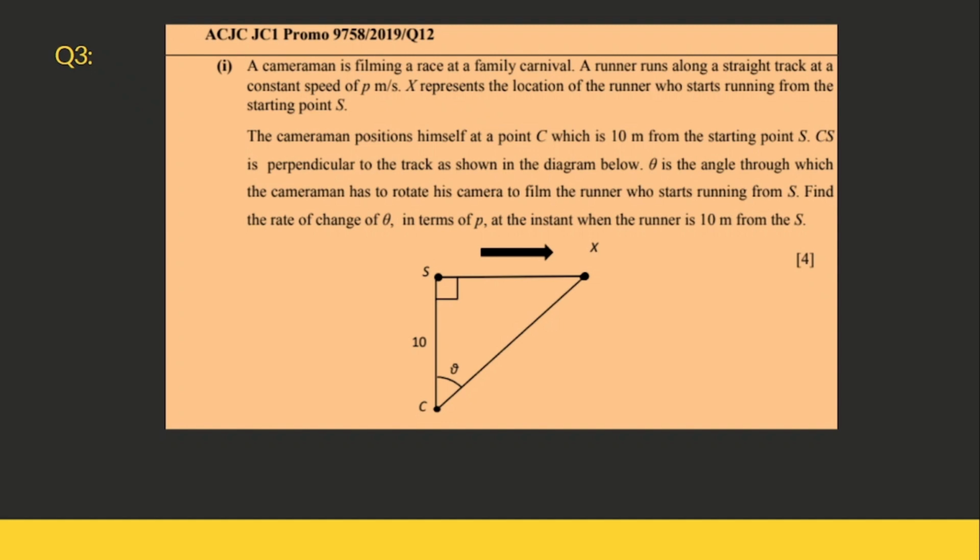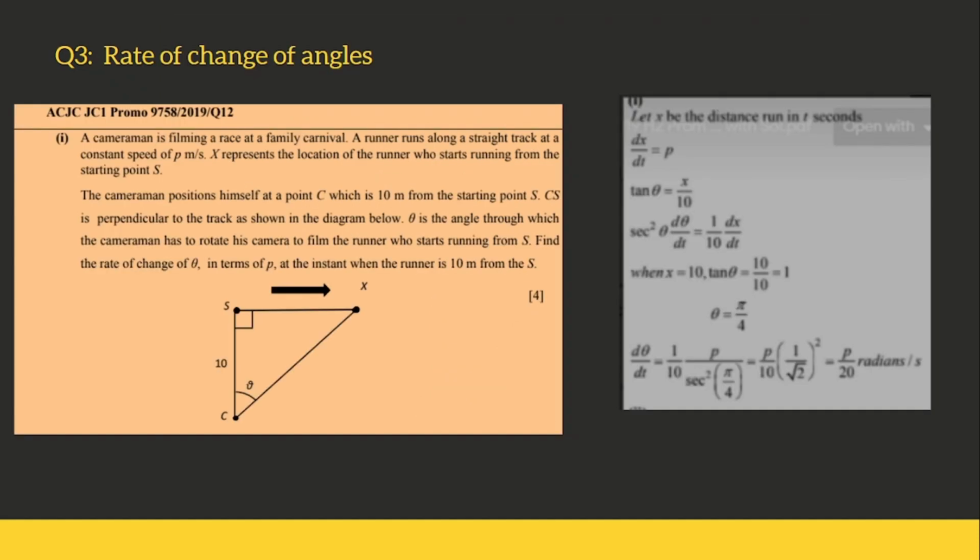Theta is the angle through which the cameraman has to rotate his camera to film the runner who starts running from S. Find the rate of change of theta in terms of p at the instant when the runner is 10 meters from S. So when we want to find the rate of change of the angle, our variable will be theta. So we look at the answer.